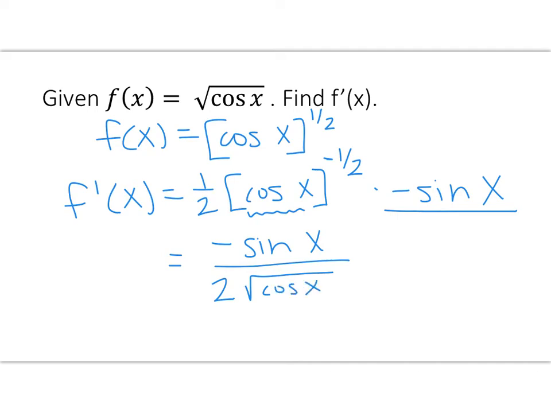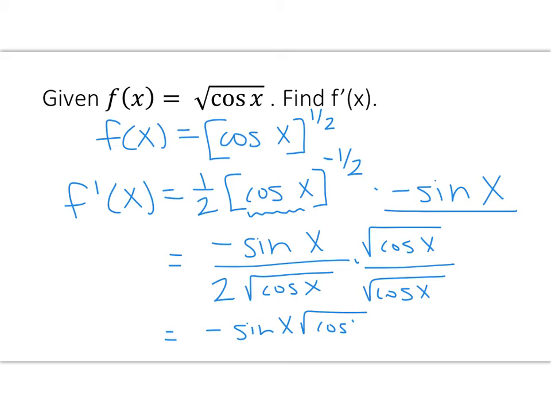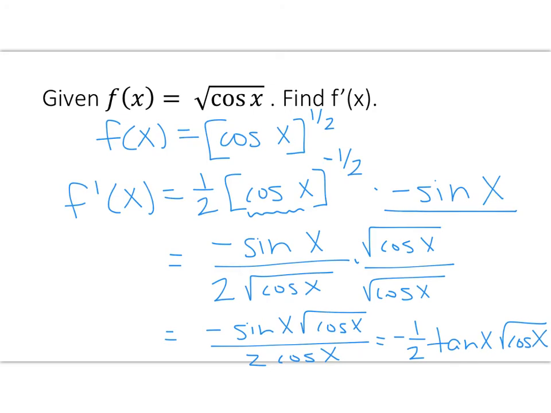Now, I'm not really allowed to have radicals in denominators, so I would multiply by square root of cosine x over the square root of cosine x. So now I have the negative sine x square root cosine x all over 2 cosine x. I could clean that up and say it's negative 1/2 tangent x times the square root of cosine x. It depends on the problem how far you actually have to keep going with that simplification. Either of those would be acceptable.